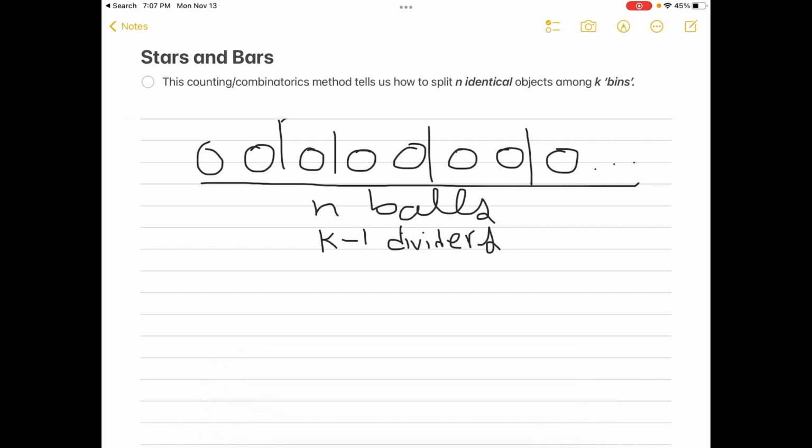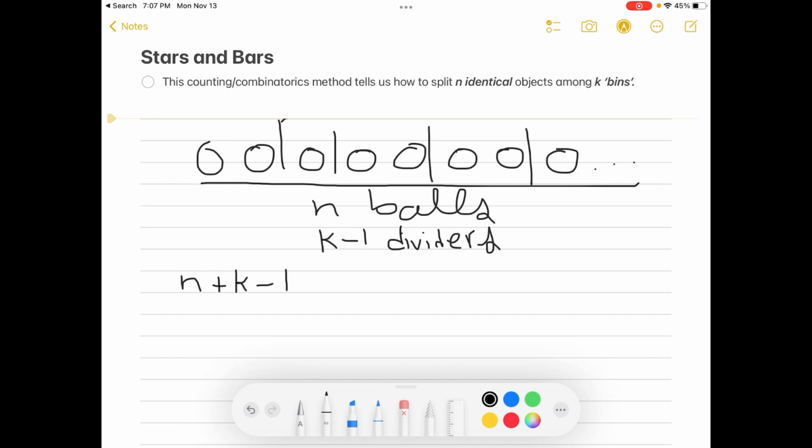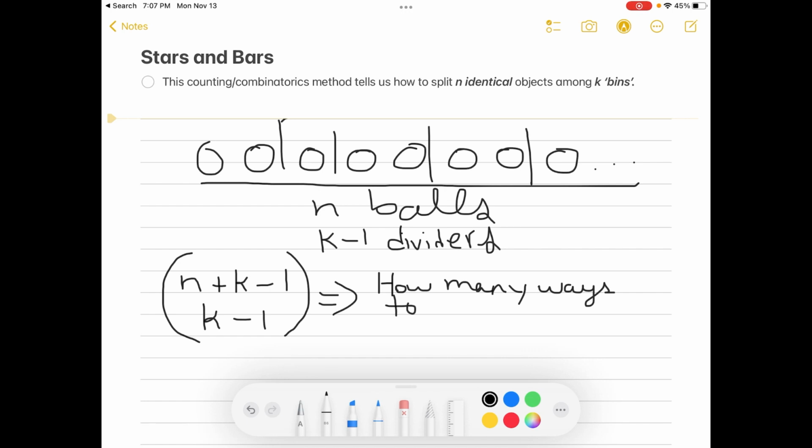And to answer that, we can use the combinatoric identity n plus k minus 1, choose k minus 1. This is a combinatoric identity, right? This will tell us how many ways to order the k minus 1 dividers without repeats. Because this is a combinatoric identity, this is not a permutation identity, so it comes with no repeats.